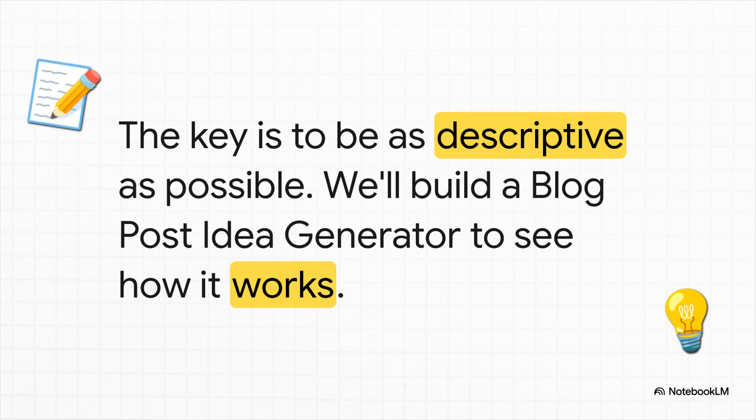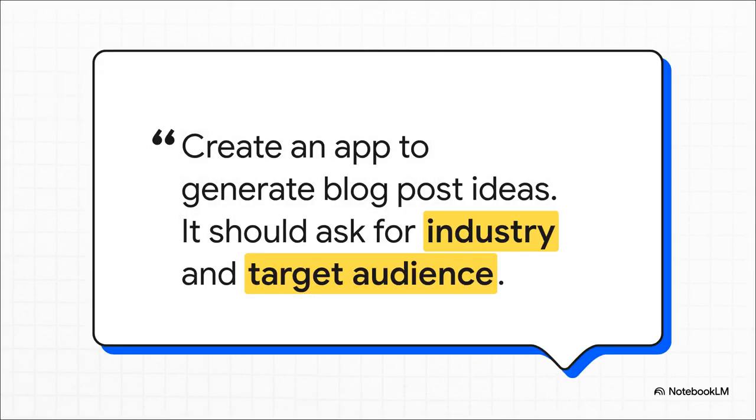To really see this in action, we're going to walk through building a pretty simple but very useful tool, a blog post idea generator. And here is the exact prompt we give the AI. I want you to notice how specific this is. It doesn't just say, hey, make a blog idea app. Nope. It clearly defines the inputs it needs from the user, their industry and target audience. And it's just as clear about the output, 5 unique titles, each with a 1-sentence summary. Getting this level of detail in there right at the start, that's everything.